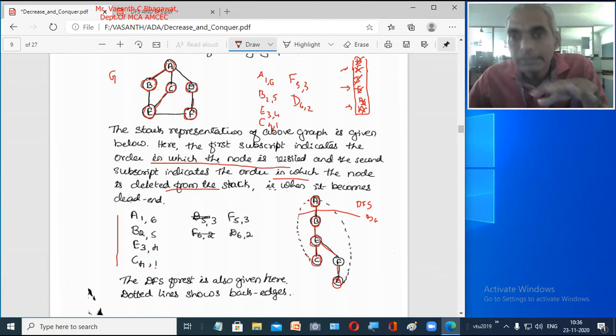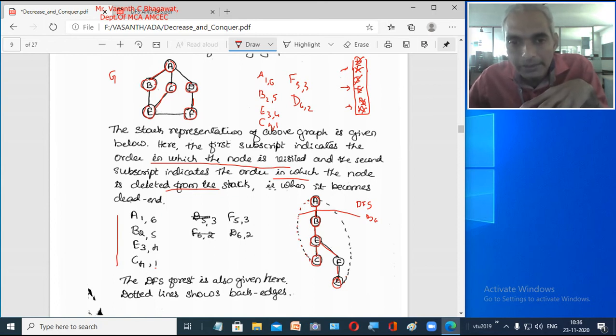Once you have constructed your DFS, like say from A to B, B to E, E to C, you reach the dead end. So next, you go to F, right? So you backtrack. So C, you pop C outside your stack, you backtrack. From E again you go to F, and from F you go to D.